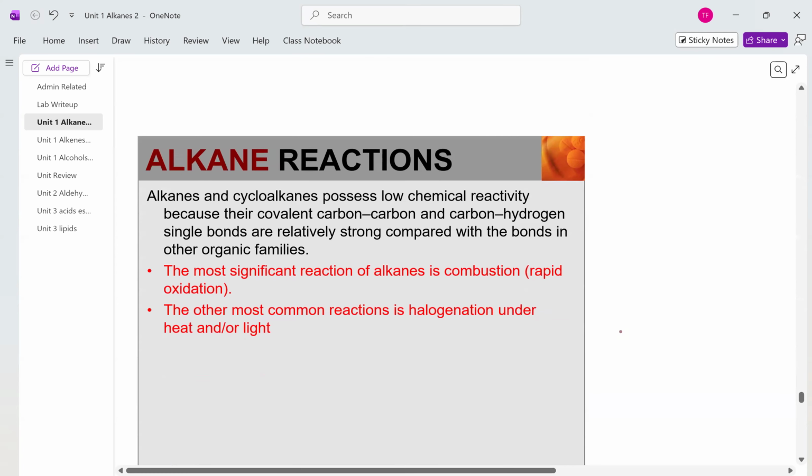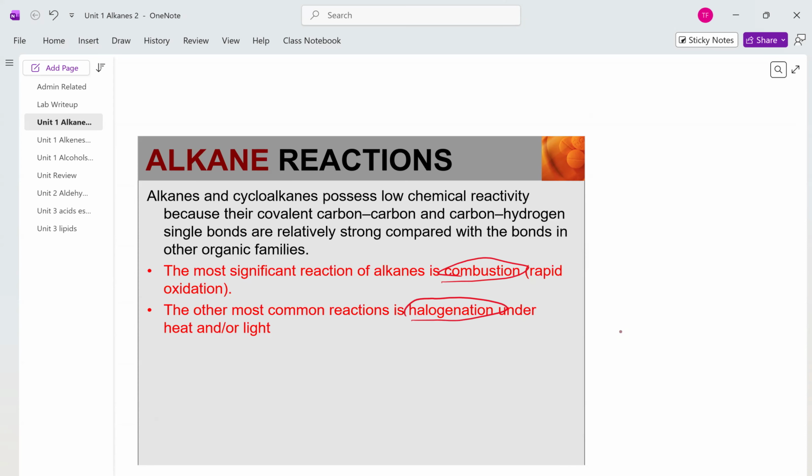Okay, now I'm going to hold off talking about reactions till we get into alkenes. There are only 2 reactions for alkanes. One is combustion and one is halogenation. Combustion means it burns to carbon dioxide and water with a spark.